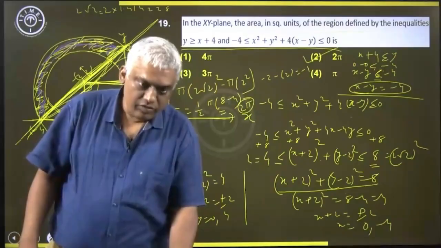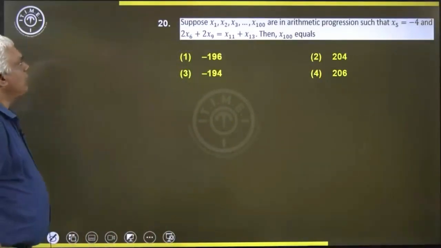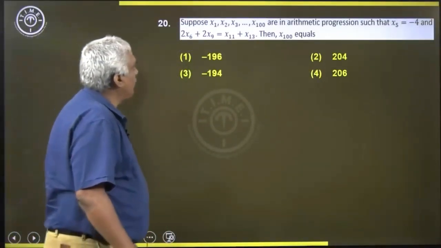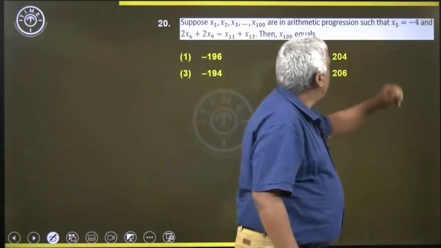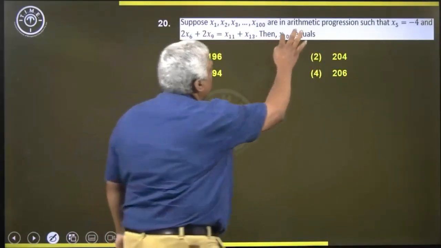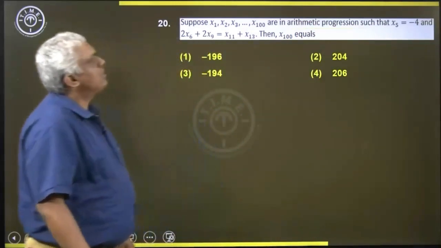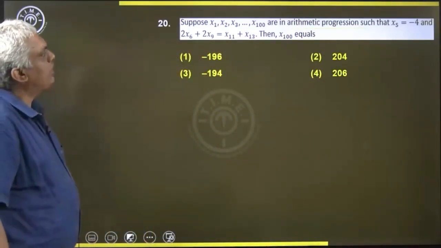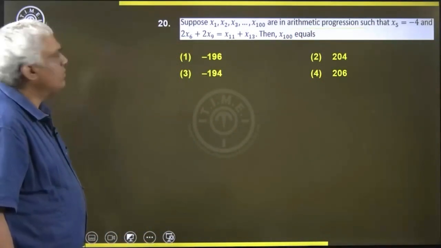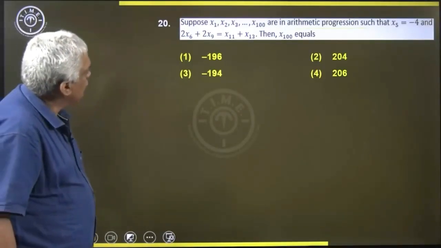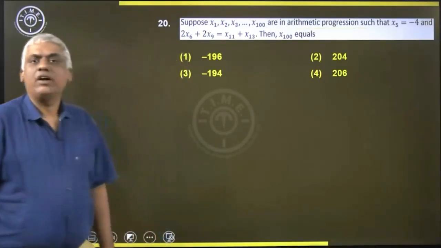Let's go to the next question. x1, x2, x3 dot dot x100 are in arithmetic progression, such that x5 is minus 4 and 2x6 plus 2x9 equals x11 plus x13, then x100 is?